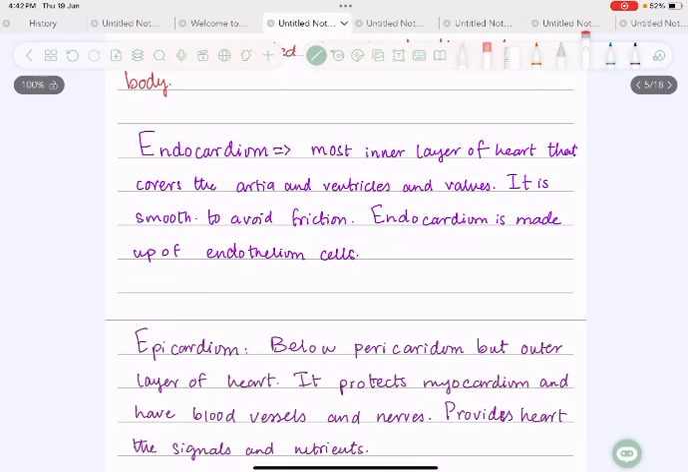Then we have the endocardium. This is the same as I previously told you in the above slide, that the endocardium is the innermost layer of the heart that covers the atria, ventricles and the valves, and it is smooth to avoid friction. The endocardium is made up of endothelium cells.